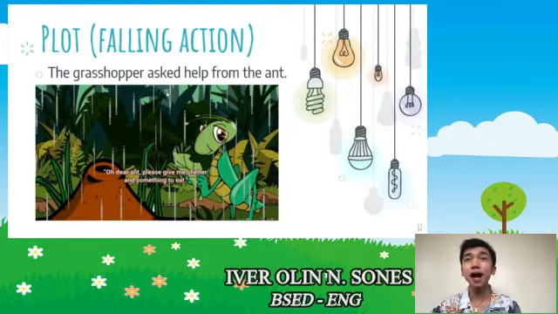The grasshopper asked help from the ant. This is already the falling action. The falling action is the part where it leads to the resolution of the problem or the conflict that occurred. Will the ant help him?